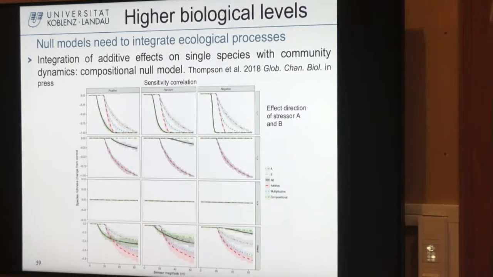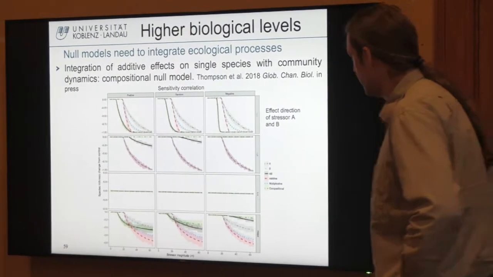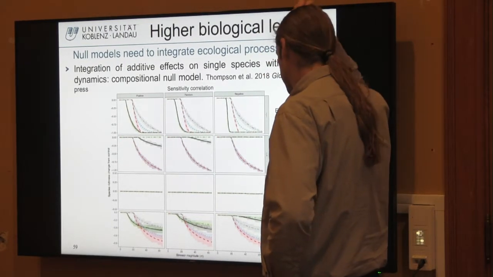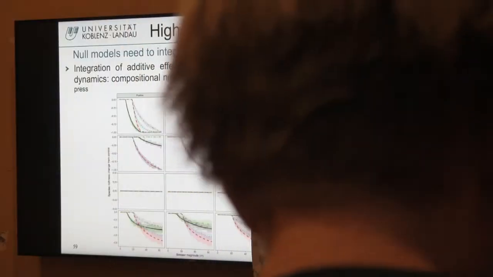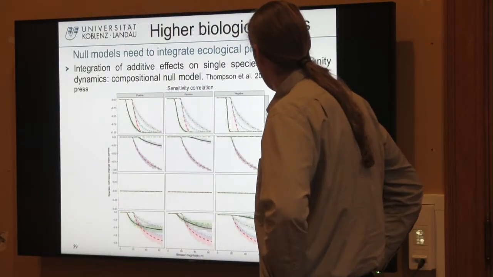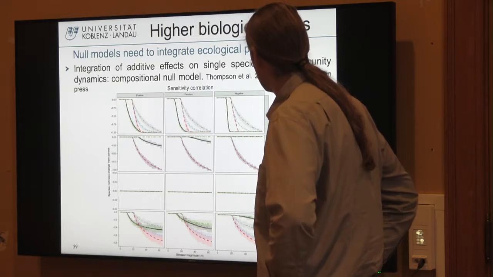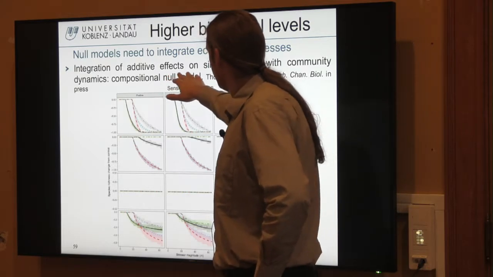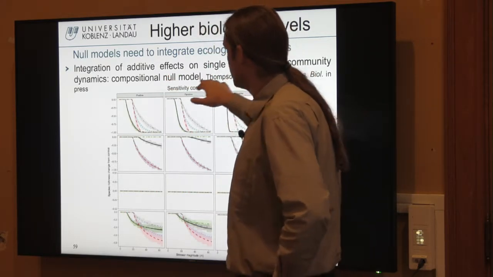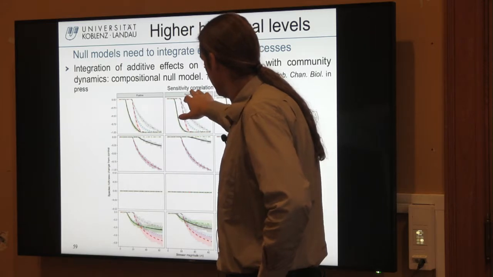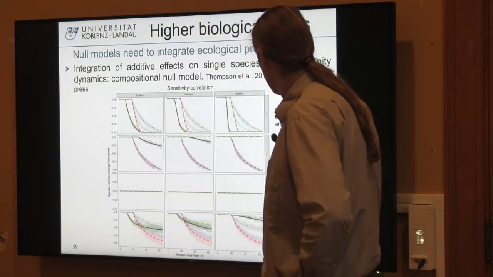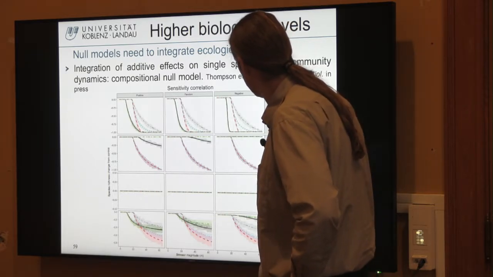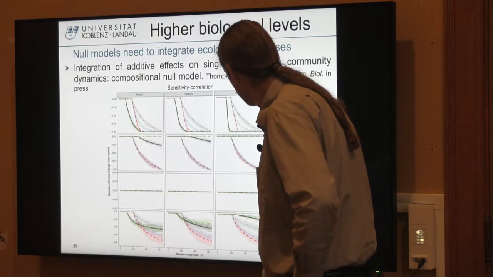Another example of such an integration is the model that is also in press. I think it's not published yet, by Thompson et al. It will be published in a couple of weeks. They looked at how additive effects play out in the community dynamics for different sensitivity correlations and for different effect directions. So here both effects were negative, here one was positive, one was negative.